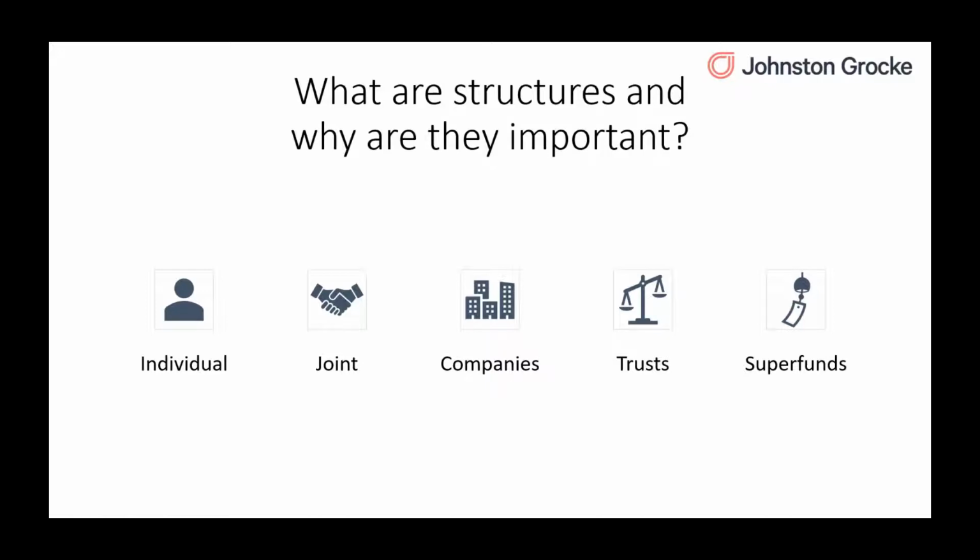Now, we use these basic structures, these five that you see noted are the basic structures that we use for holding assets and businesses. And one of the reasons we use them is to manage tax impacts. So not only income tax, but land tax. We also use them for things like asset protection. We use structures for succession planning. We use structures for international tax, for international dealings. So this is why structures are important, and they've been put in place not just to minimise things like land tax, but for other reasons.